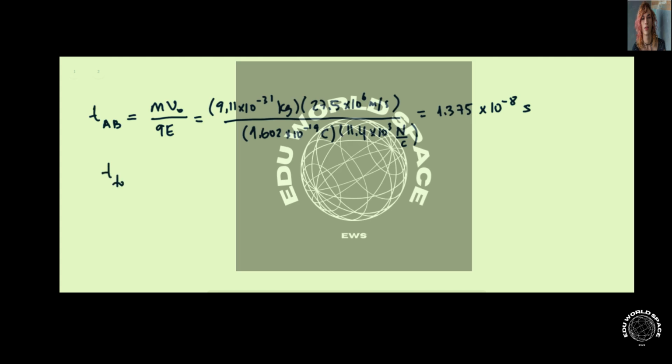So for the total time, we have to multiply this by 2. 2 times 1.375 times 10 to the power negative 8 seconds is 2.75 times 10 to the power negative 8 seconds, which is the total time elapsed.